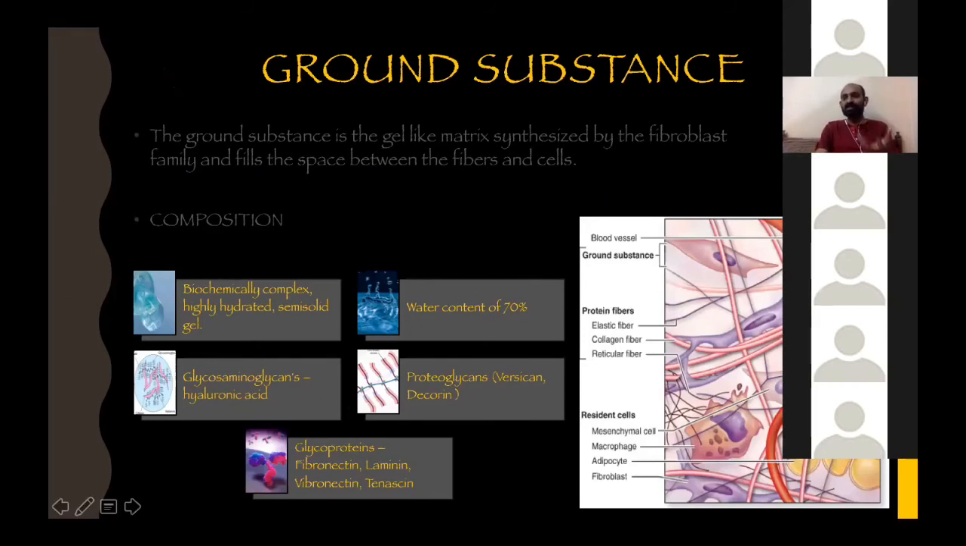The ground substance is the gel of the jam. The ground substance is the gel-like matrix. This is also synthesized by the fibroblast. And if you see, you have the cells, you have the fibers, which means it fills up all the remaining spaces between them. Or I would put it in other words, this forms the matrix on which the cells and fibers are there. So what is the composition of this ground substance?